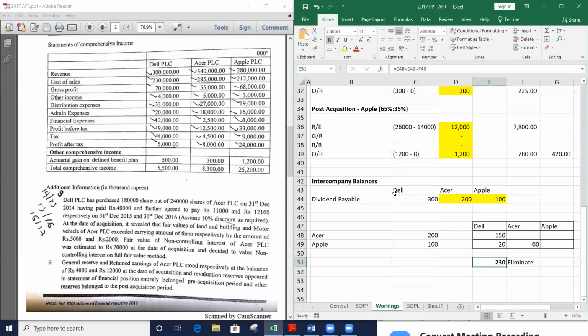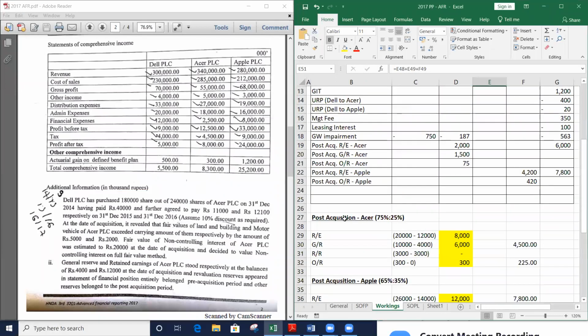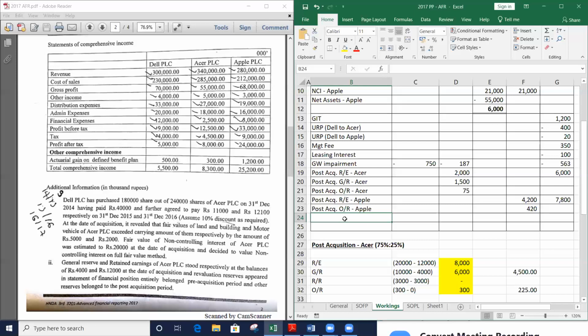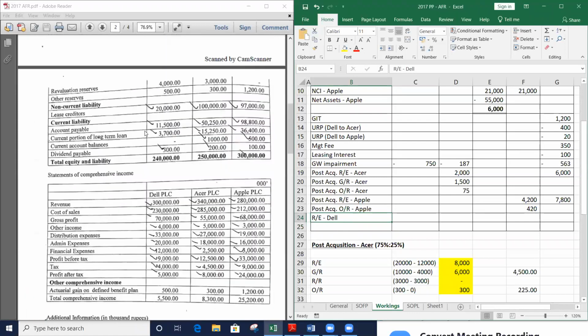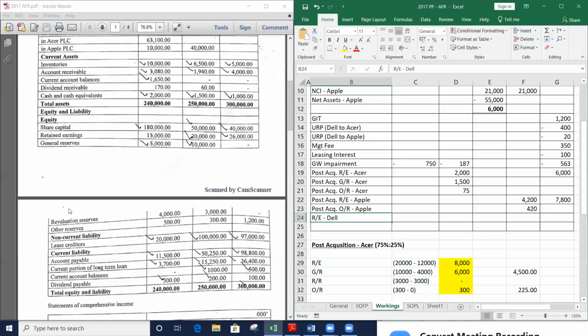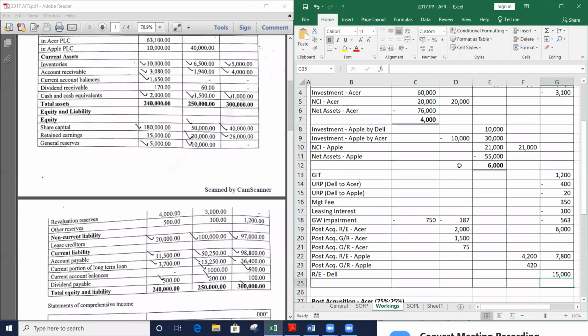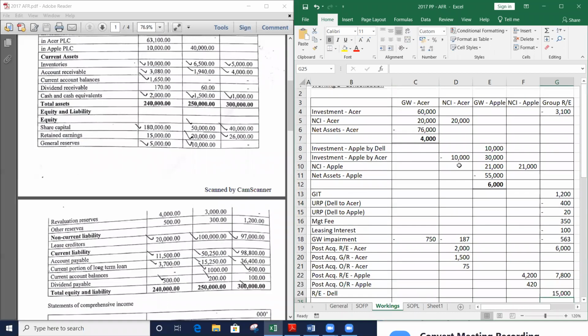Only one thing. Retained earnings of company as at the balance sheet date. We need to consider the retained earnings balance of our parent company. Parent company is Dell. Retained earnings of Dell company as at the balance sheet date is 15,000. Right. Now it is completed.